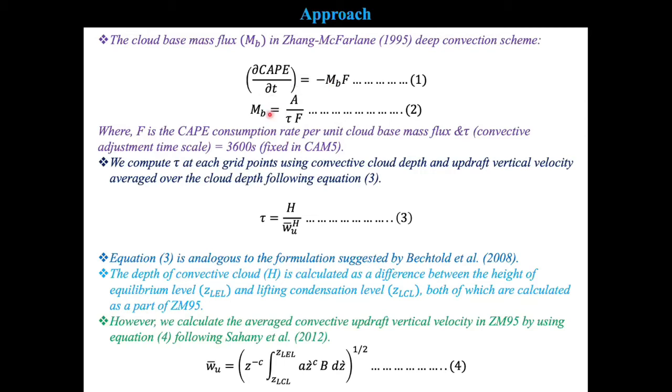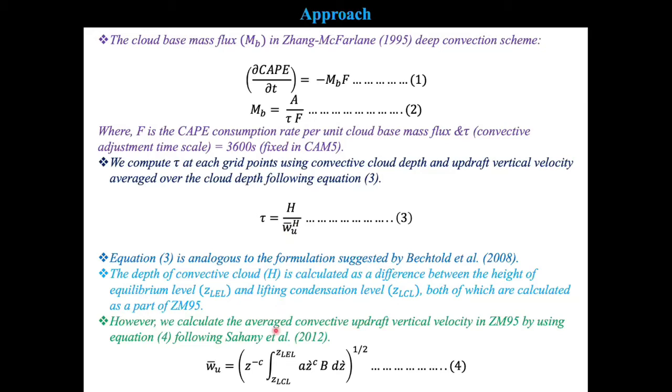So one of the ways of closing it is, okay, the cloud-base mass flux is consumed at a rate which is directly proportional to the amount of instability. That's CAPE. That's the vertical integral of buoyancy basically. And then there is the convective time scale at which it consumes instability. In the default model, this was a fixed value of 3600 seconds. So we wanted to eliminate this. We removed this, and introduced a dynamic formulation where the convective time scale actually depends on the depth of the cloud and the updraft vertical velocity.